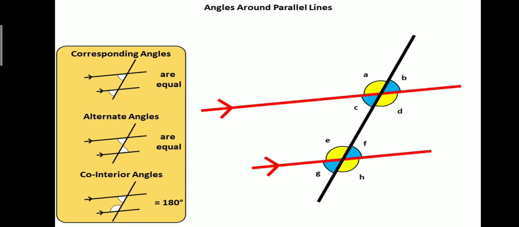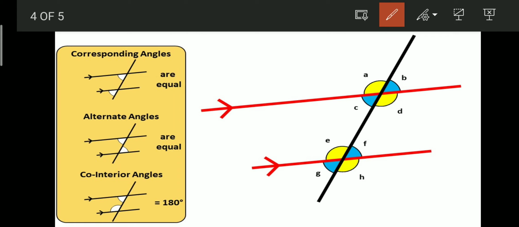Okay, now you can easily see that angle A and E are corresponding angles, and angle C and G are corresponding angles, B and F are corresponding angles, D and H are corresponding angles. So now, the properties of parallel lines.